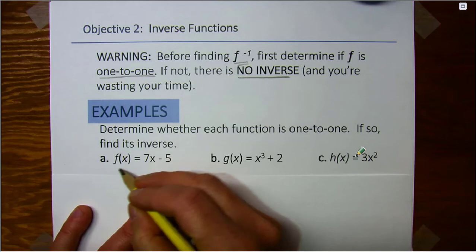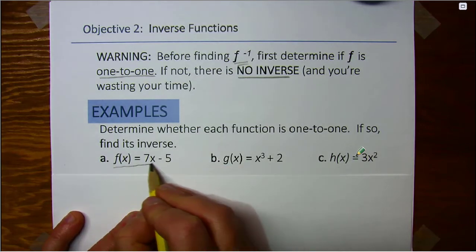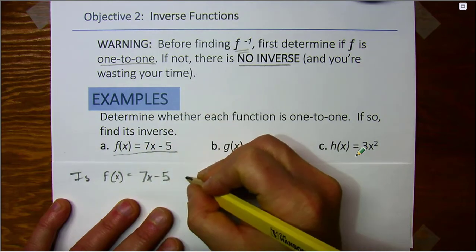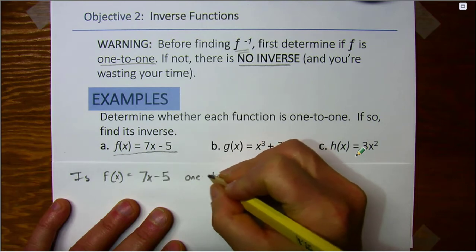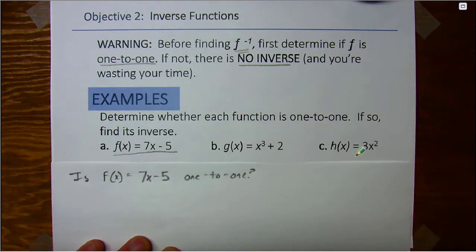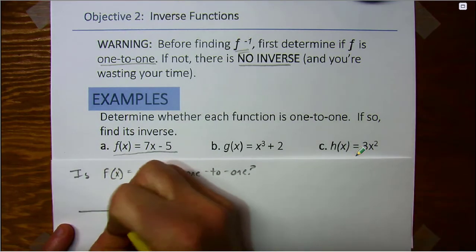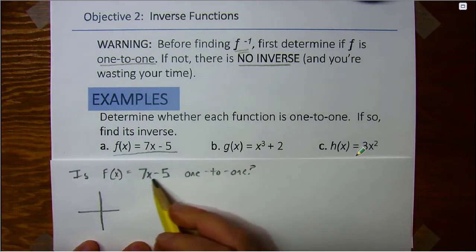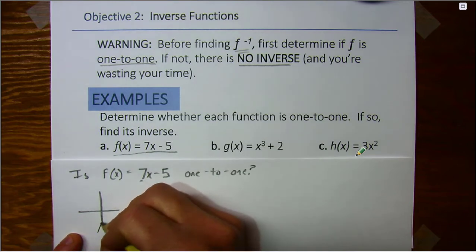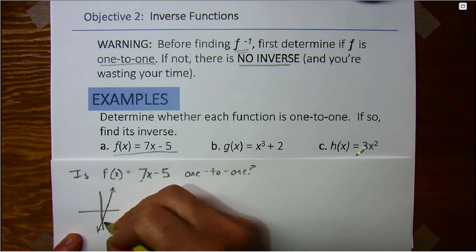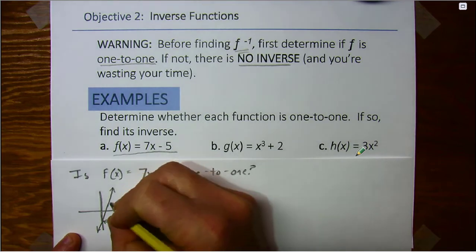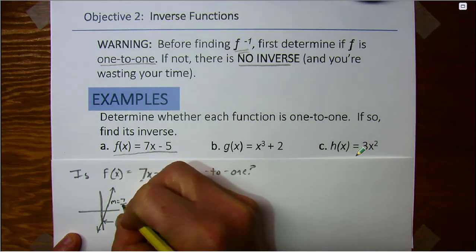So let's start out with A here. f of x is equal to 7x minus 5. The first question is, f of x, which is 7x minus 5, is it one-to-one? Well, how do we answer that? We see if it passes the horizontal line test. So we know about what that is going to look like. 7x minus 5 is a straight line with slope 7 and an intercept of negative 5. So that's going to be fairly steep. It's going to look about like that. The intercept here is 0, negative 5, and our slope is a fairly steep 7, or 7 over 1.